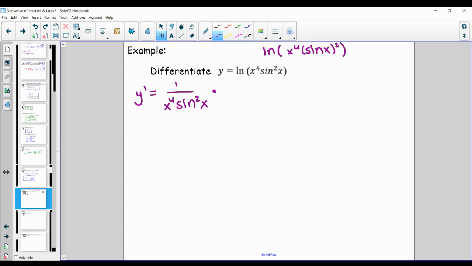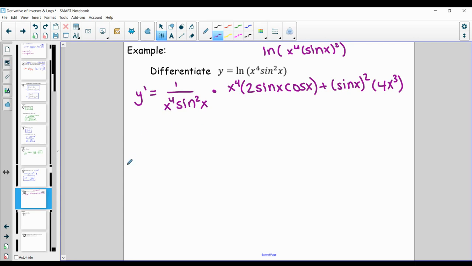So let's start with the product rule. We're going to do the first, so that's x to the 4th times the derivative of the second. So the derivative of sine x quantity squared is going to be, the outer function is the squared, so it's going to be 2 sine x to the first power times the derivative of sine x, which is cosine x. So that's first times the derivative of the second. Then we have to do plus the second, so that's sine x squared times the derivative of the first, so the derivative of x to the 4th is 4x cubed.